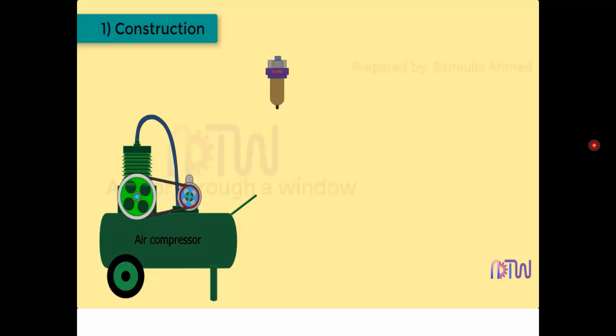Filter. After the compressor, the filter is present. In this filter, all the dust particles present in the air are separated from the air, and clean air passes through this filter. Tank. After the air passes through the filter, the air pipe divides into two paths. Some air goes into the tank, and some air goes to the gauging head through the orifice.